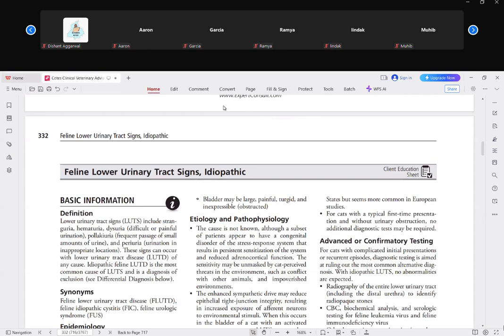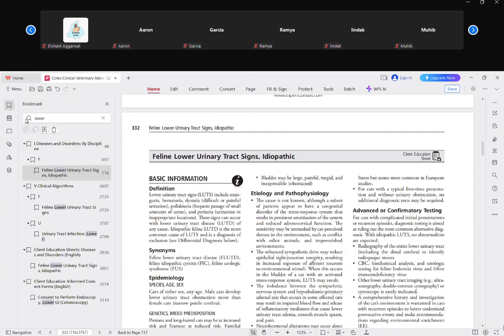Hello guys, let's start our topics again. Coming toward FLUTD in the cats, after the FLUTD or before the FLUTD, we have to discuss the urethral obstruction in the animal, that how you actually can manage the urethral obstruction.